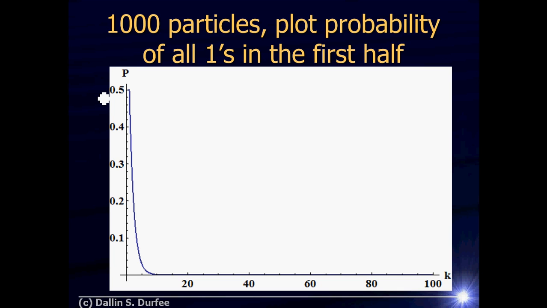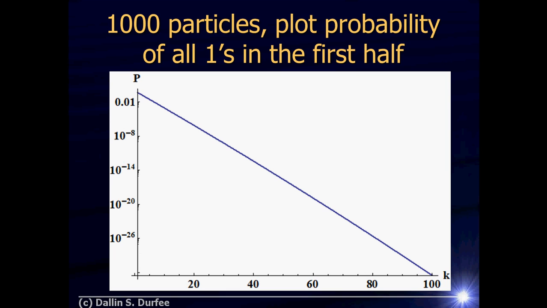But as I have more and more energy, the odds of having it all on one side drops dramatically. All right, to see how dramatically, I'm going to change this plot now to a logarithmic plot so you can see how fast it drops. And you see, if I have 1,000 particles and I put 100 units of energy in, I'm down to like 10 to the minus 32, 1 chance in 10 to the 32 that I will have all 100 energy units on the first 500 particles of my 1,000 particles. All right, so this is the idea of the thermodynamic limit.